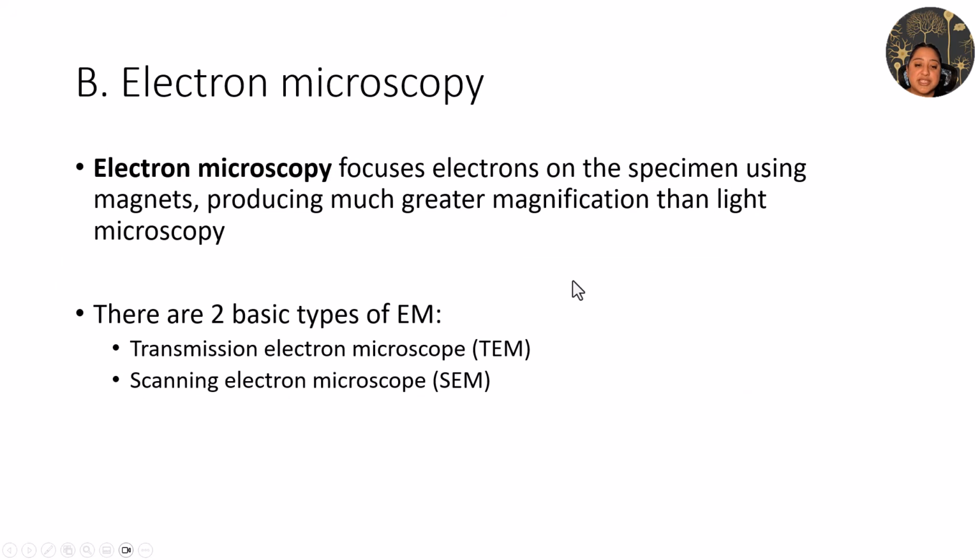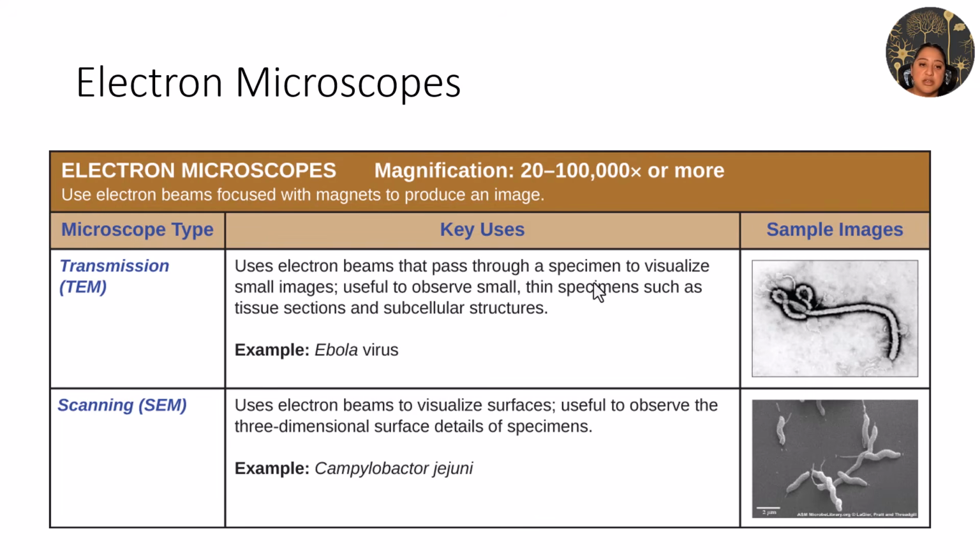And there are two basic types of electron microscopy: transmission electron microscopy and scanning electron microscopy. We won't really use those here, but just so you know, this is how you get even closer and study parts of cells even closer. So here's how you can see, for example, viruses. Viruses are so tiny, you need a whole different kind of microscope to be able to see them.